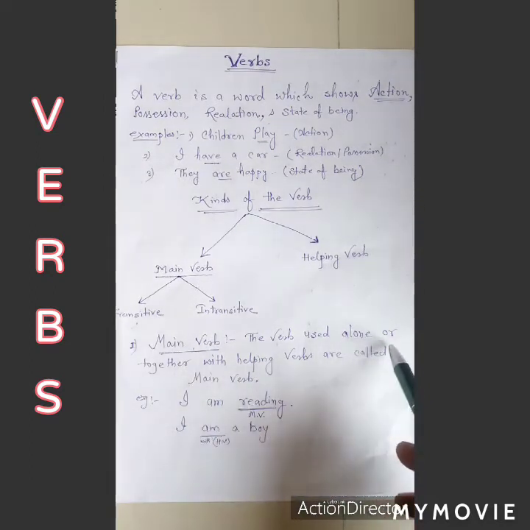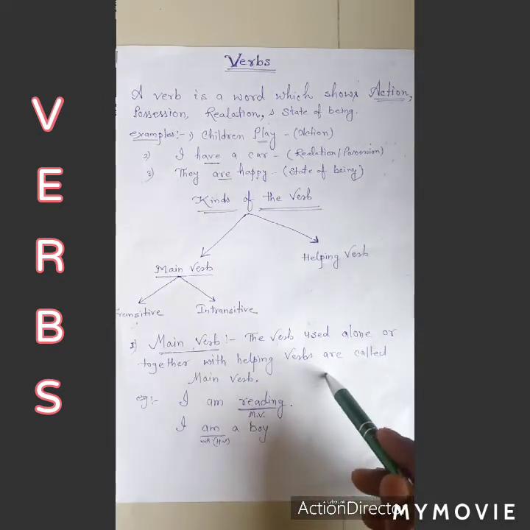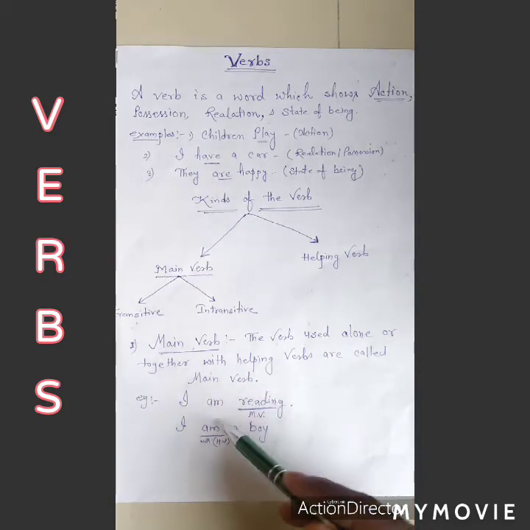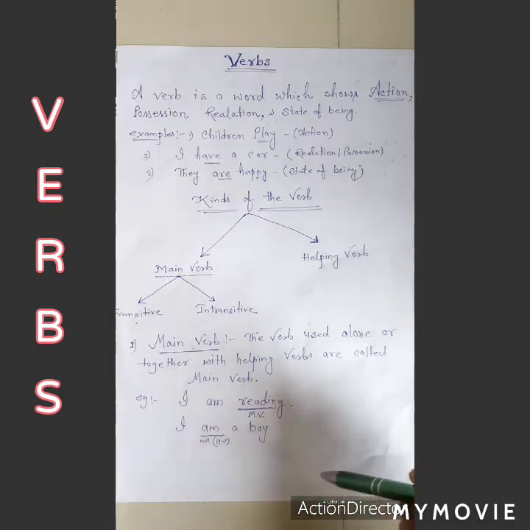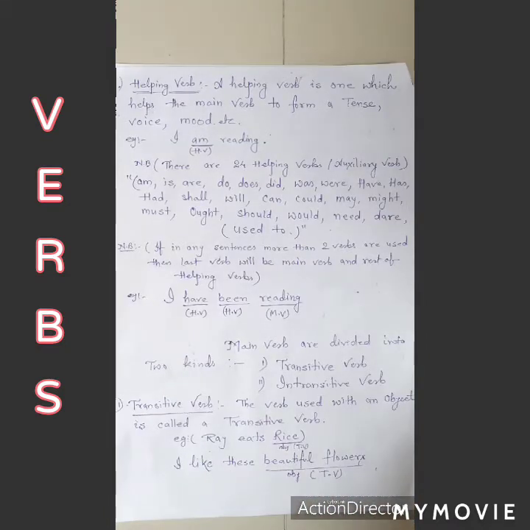The verb used alone or together with the helping verbs is called the main verb. For example, I am reading. Here reading is a main verb. Okay, and next is I am a boy. After the main verbs, next is helping verb.